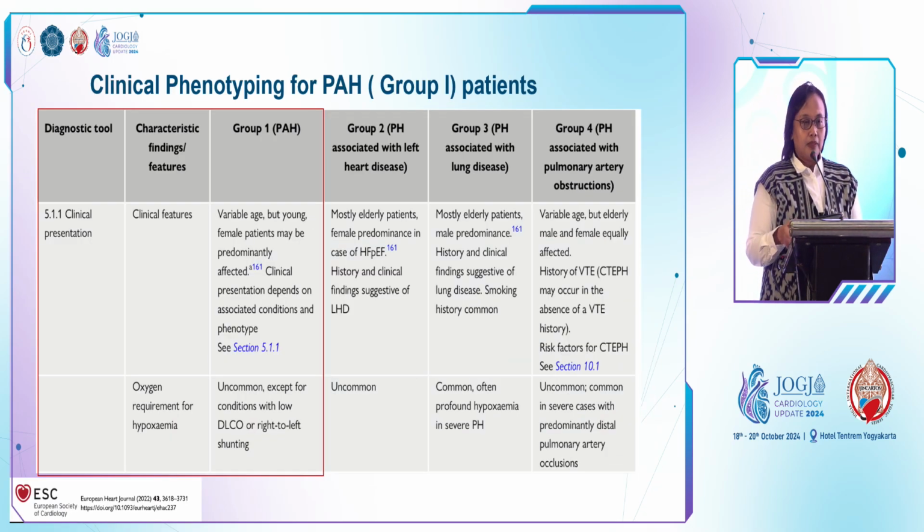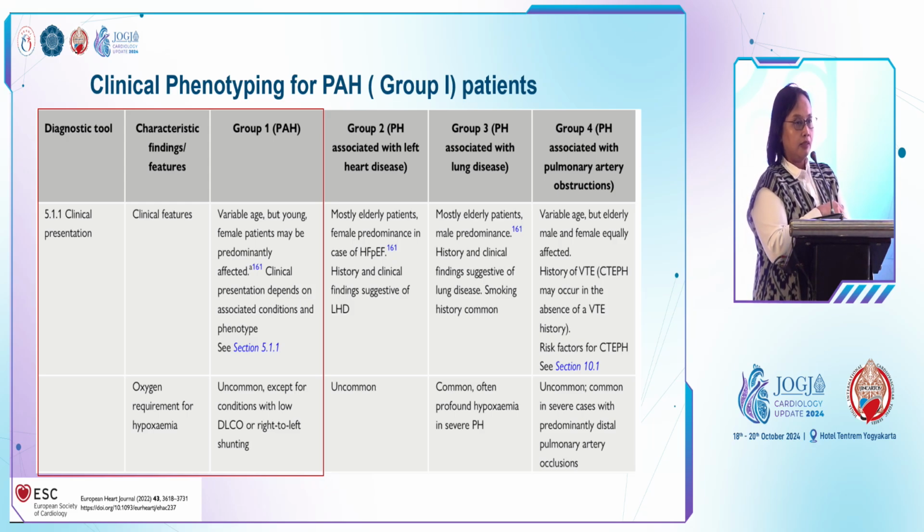So, yeah, this is just a summary. The most important thing in a patient with pulmonary hypertension is doing the clinical phenotyping, and also hemodynamic phenotyping. Because determining group 1, group 2, group 3, and group 4 is very important for us to do the right management for the patients. So, in clinical presentation, almost all the groups will show a similar phenotype.